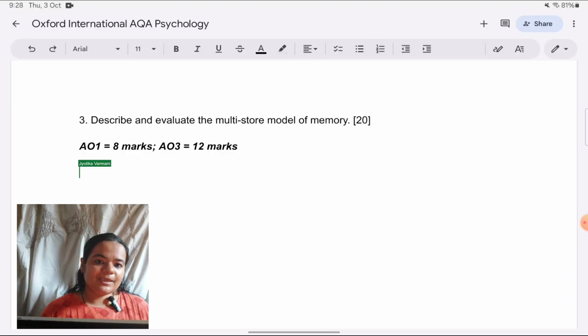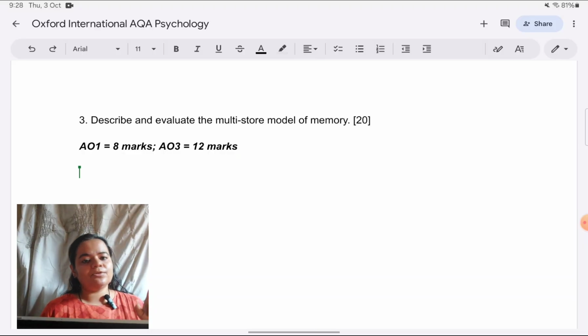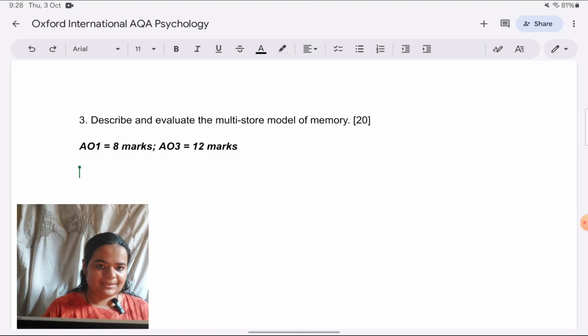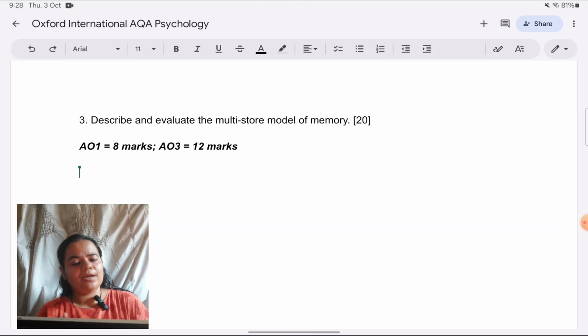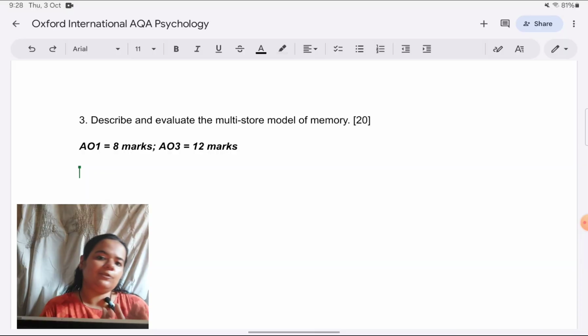If you're in the UK AQA syllabus, the same question, if it comes for 16 marks, then AO1 is worth 6 marks and AO3 is worth 10 marks. Just keep in mind whatever is the marks allotted to an essay type of question of this nature, in which description and evaluation is required, AO1 has less weightage than AO3 always. So phrase your answer in a way keeping this in mind.